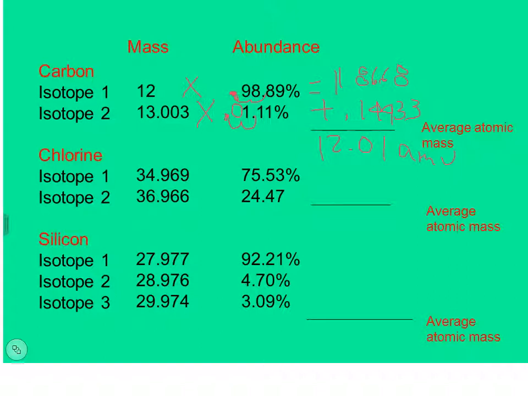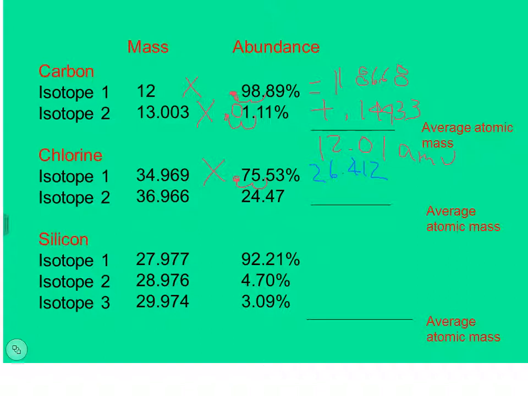In the second one, we have the abundance here. So we have to take our percent and change it to a decimal. So in order to do that, we move the decimal 2 places to the left. The decimal's here. And now we're going to multiply across. When you multiply across, you get a number that looks like 26.412.